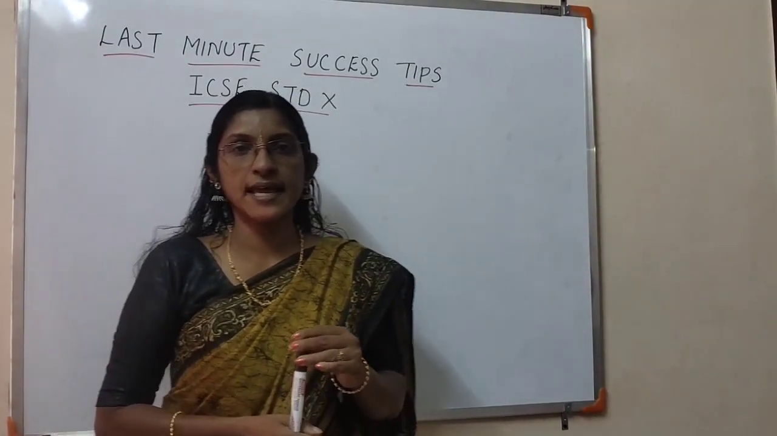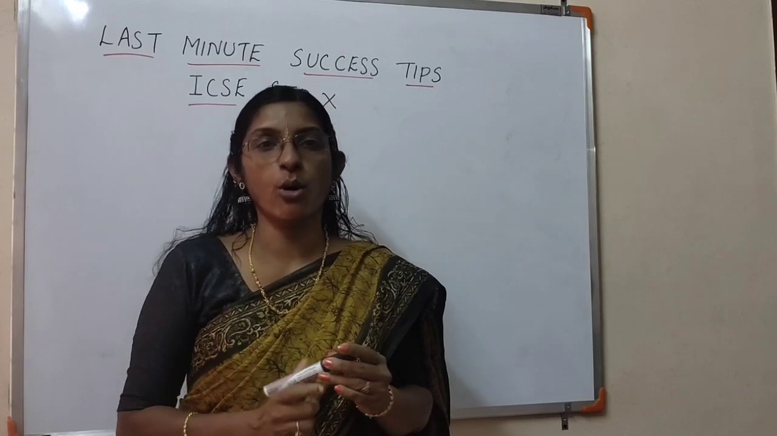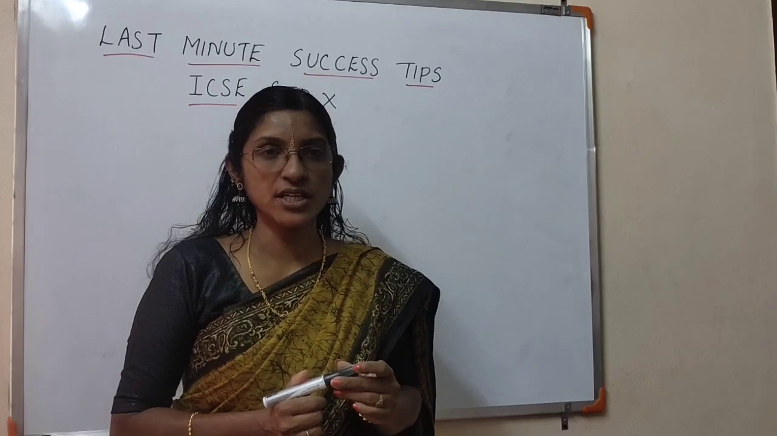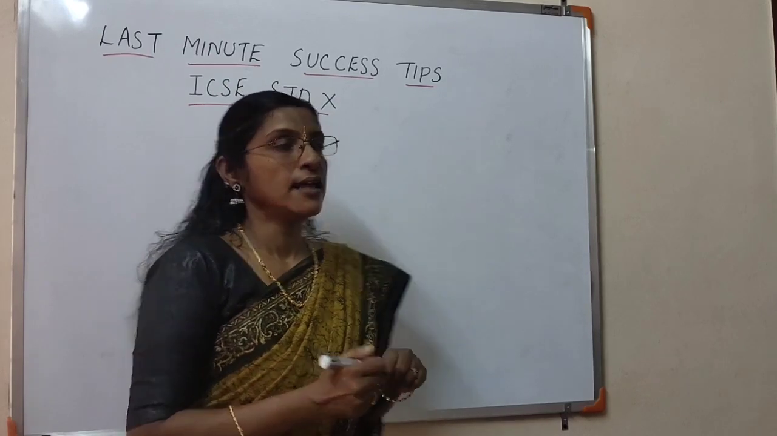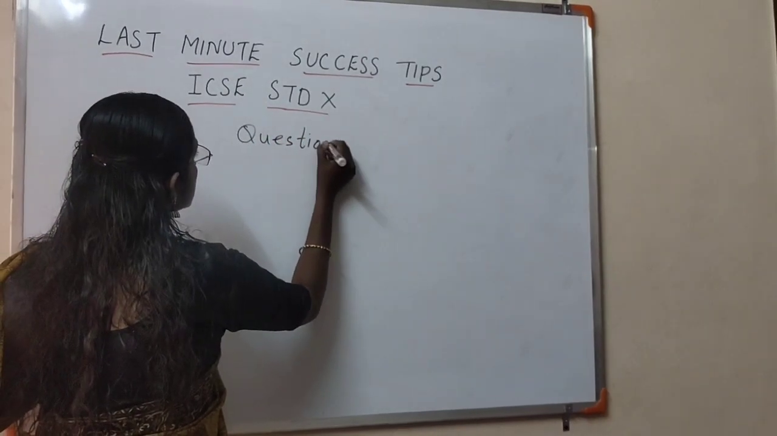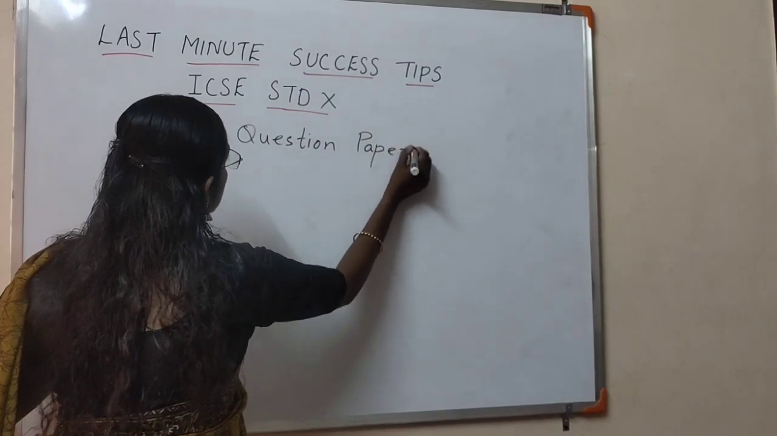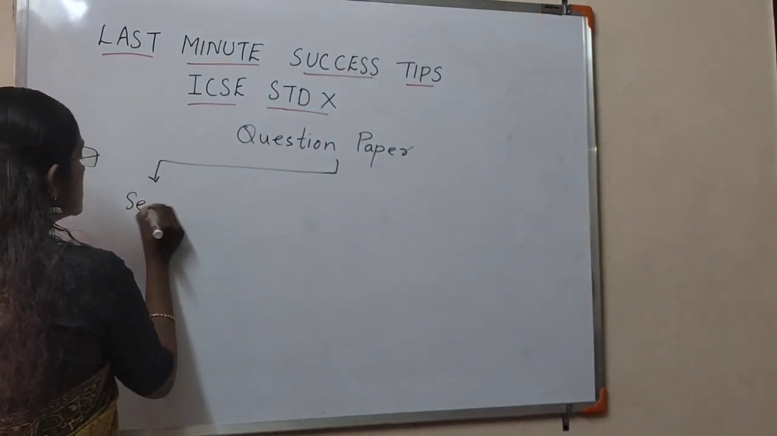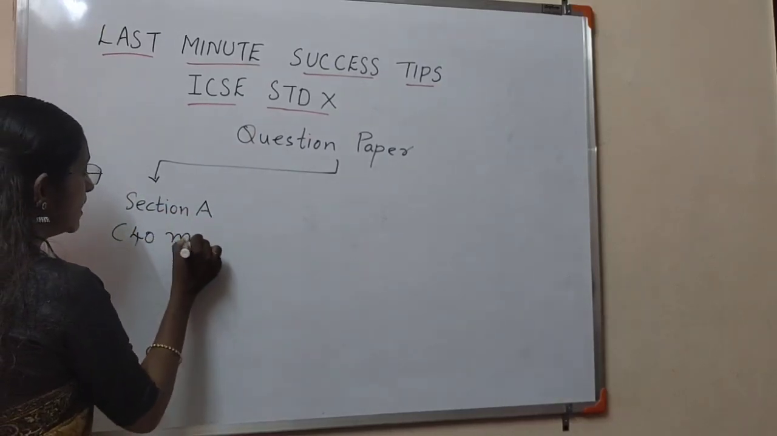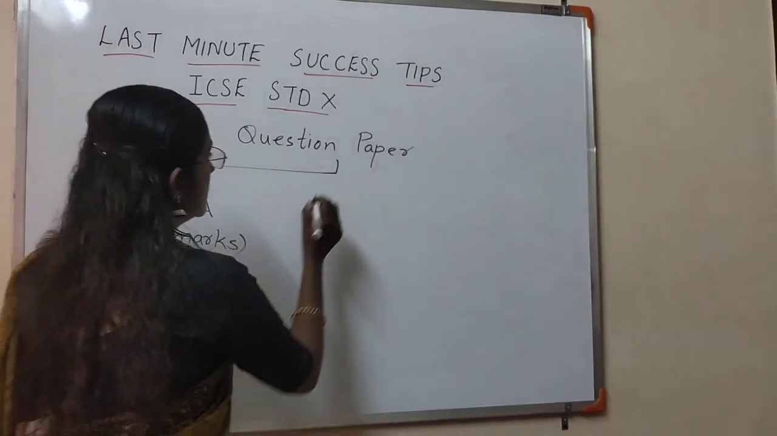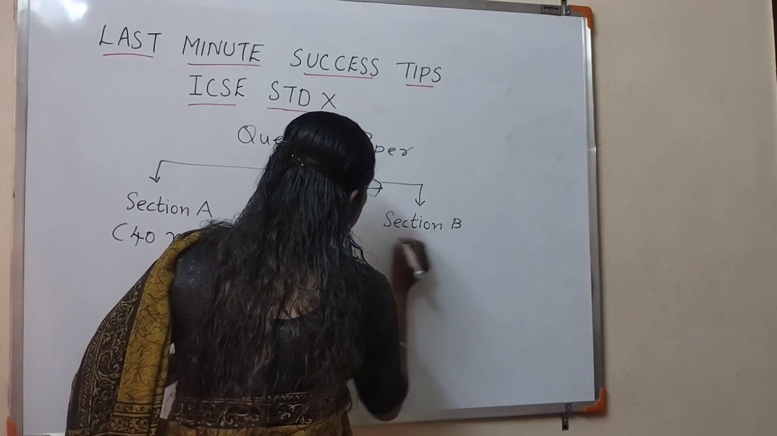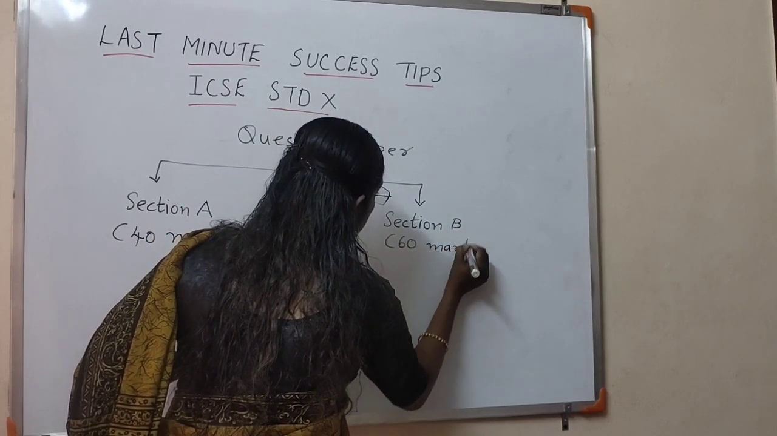Now let us discuss the success tips for the ICSE Standard 10 exam which is going to happen this year in June. The question paper is divided into two sections. The first section is section A, which consists of 40 marks. Then the other section is section B, which consists of 60 marks.